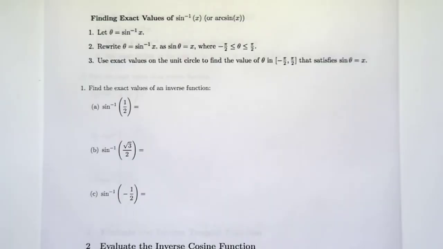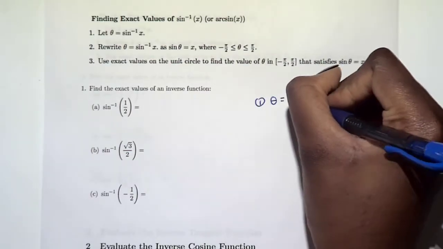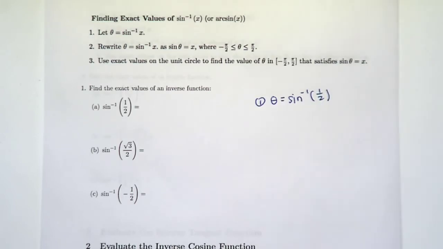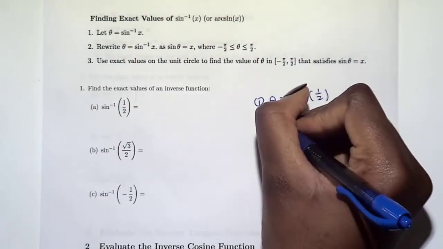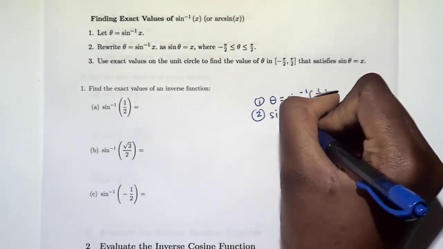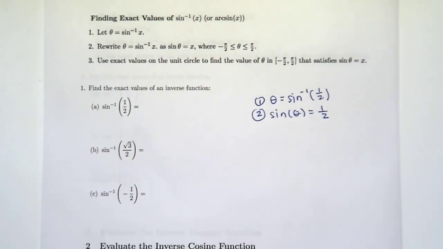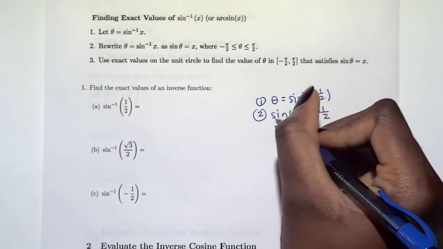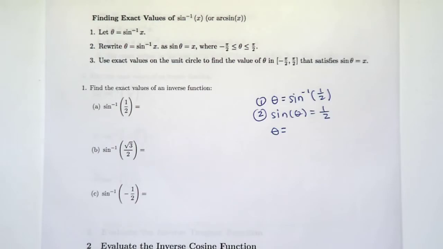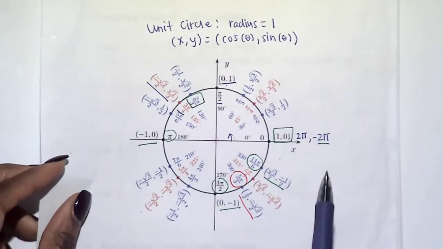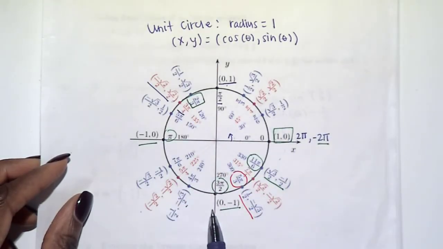Okay, so the first problem is sine inverse of 1/2. What is that? First off, let's talk about what the question is actually asking us to find. It's saying that we want to find the angle, and our angle is given by sine inverse of 1/2. But we're not used to looking at our functions like this, so let's rewrite it as its inverse. We can rewrite this as sine theta equals 1/2, and this should make a lot more sense to us. So we need to find places on our unit circle where sine theta is 1/2. We've done this lots of times in our in-class worksheets.